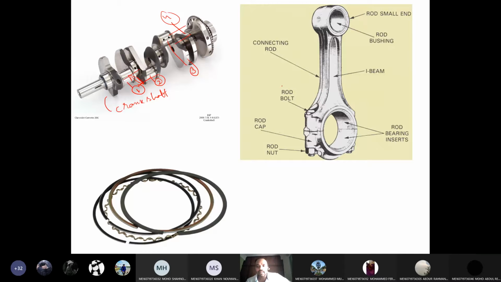This distance is called offset or crank radius. Okay, right. Now we can see this is the connecting rod. This is the small end of the connecting rod. It is connected to the piston end, and this is the bigger end of the connecting rod. It is connected to the crankshaft. Means this portion is going to sit over here. So we can open this by using these nuts, and we can fix over here. And these are all piston rings.